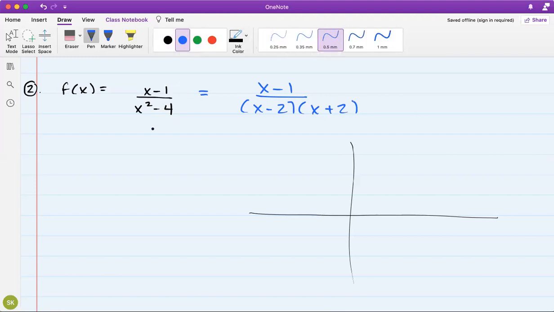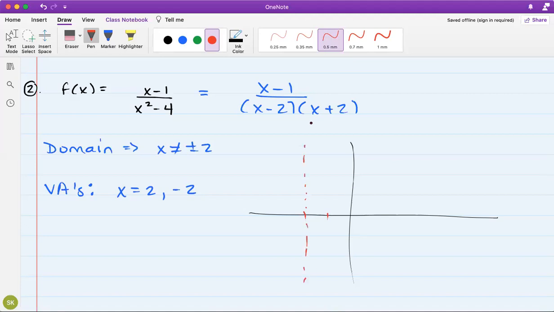All right, so what is our domain? Our domain is everything but positive 2 and -2, because we can't plug those into the denominator. Our vertical asymptotes, we can find that from here because we don't have to reduce anything. We can't really reduce anything. So the vertical asymptotes are x is equal to 2 and x is equal to -2. So I'm going to draw 2 dotted lines at -2 and at +2.